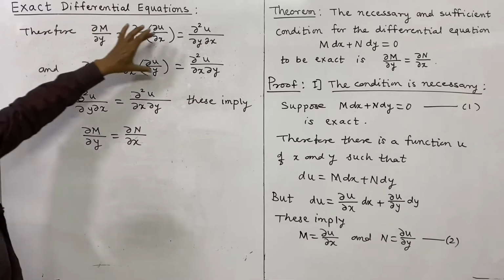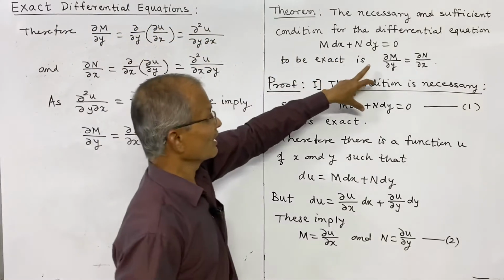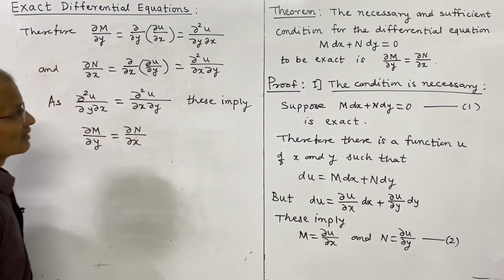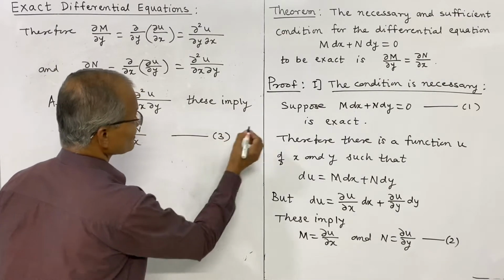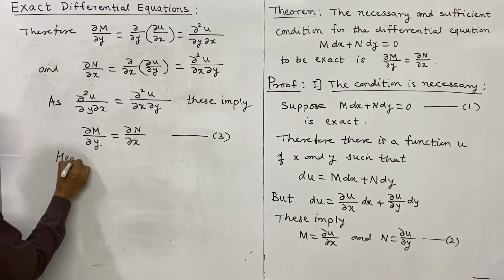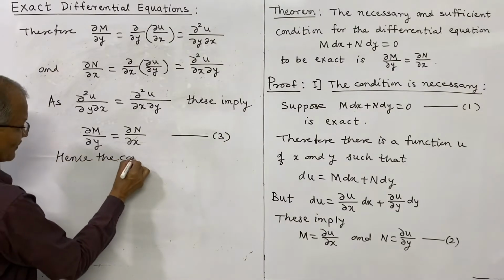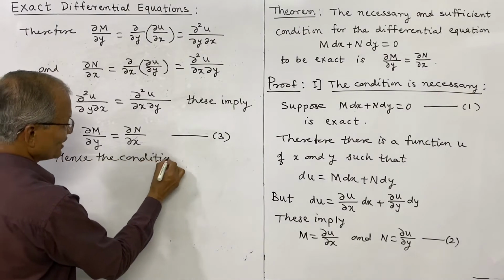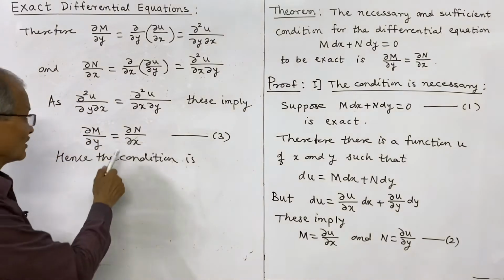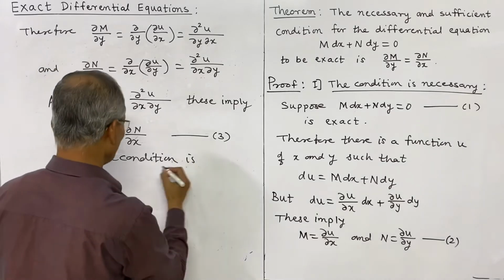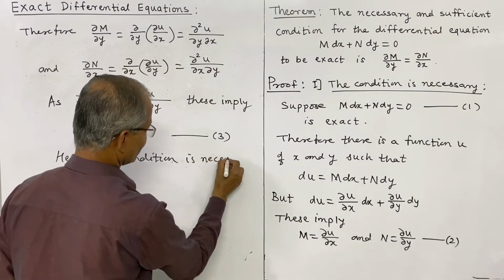These two are equal because their right sides are equal, and thus the condition is obtained, hence the necessary condition. Hence the condition is necessary. That part we have proved. Assuming the equation is exact, we have proved these two partial derivatives are equal, and hence the condition is necessary.